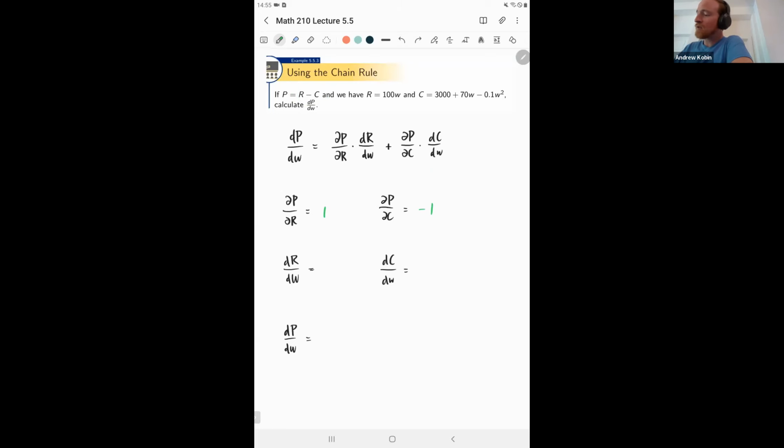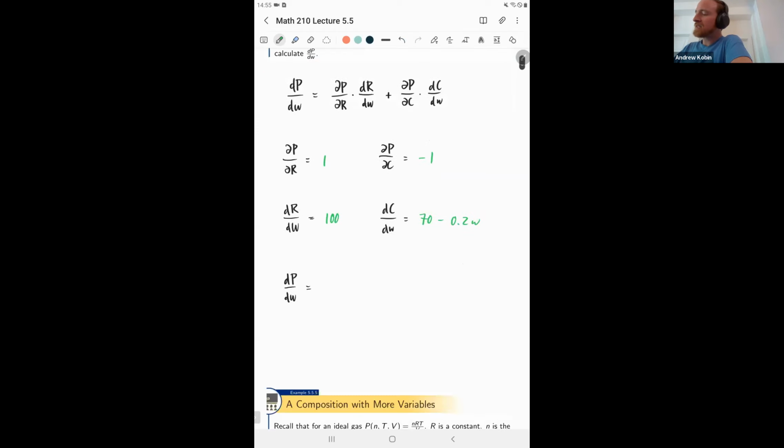On the other hand, let's do the ordinary single variable derivatives using our individual functions r and c in terms of w. So for r, we see that the derivative in terms of w is just 100. And for c, and again, these are just power rule derivatives at this point, the 3000 is a constant that goes away, and we'll get 70 minus 0.2w.